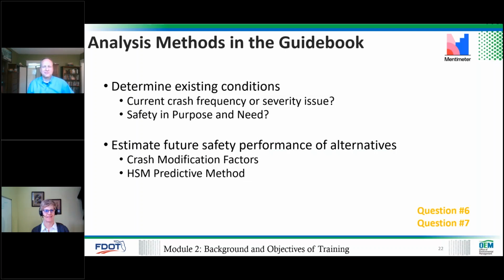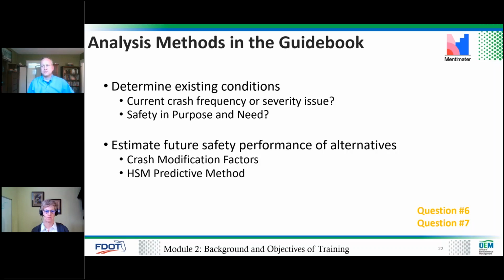So the guidebook divides safety analysis into existing conditions and future performance. To analyze existing conditions, current crash frequency and severity data is evaluated against statewide averages and other performance measures. And this is to understand if the site has potential for safety improvement and whether or not safety should be in the purpose and need. And you notice I say purpose and need a lot. That'll come up later in this training as well.